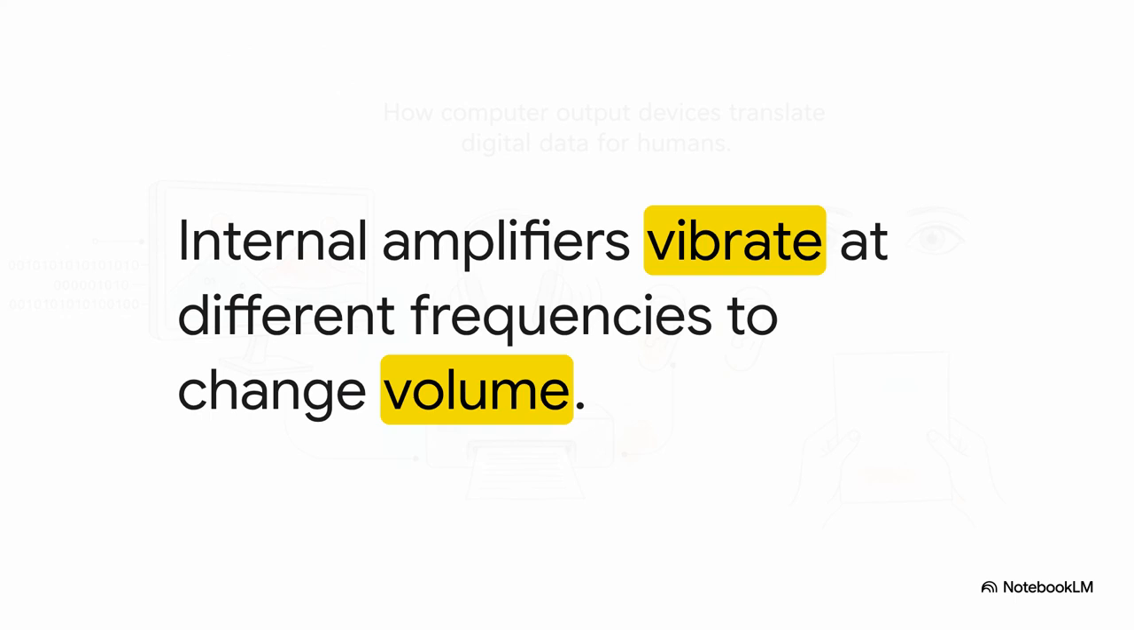Here's how it works. Once the computer's sound card converts the digital file into an electric signal, the speaker takes over. The internal amplifiers vibrate at varying frequencies. These vibrations increase or decrease the amplitude and volume, actually pushing the air to create the exact sound waves that our human ears were designed to hear.